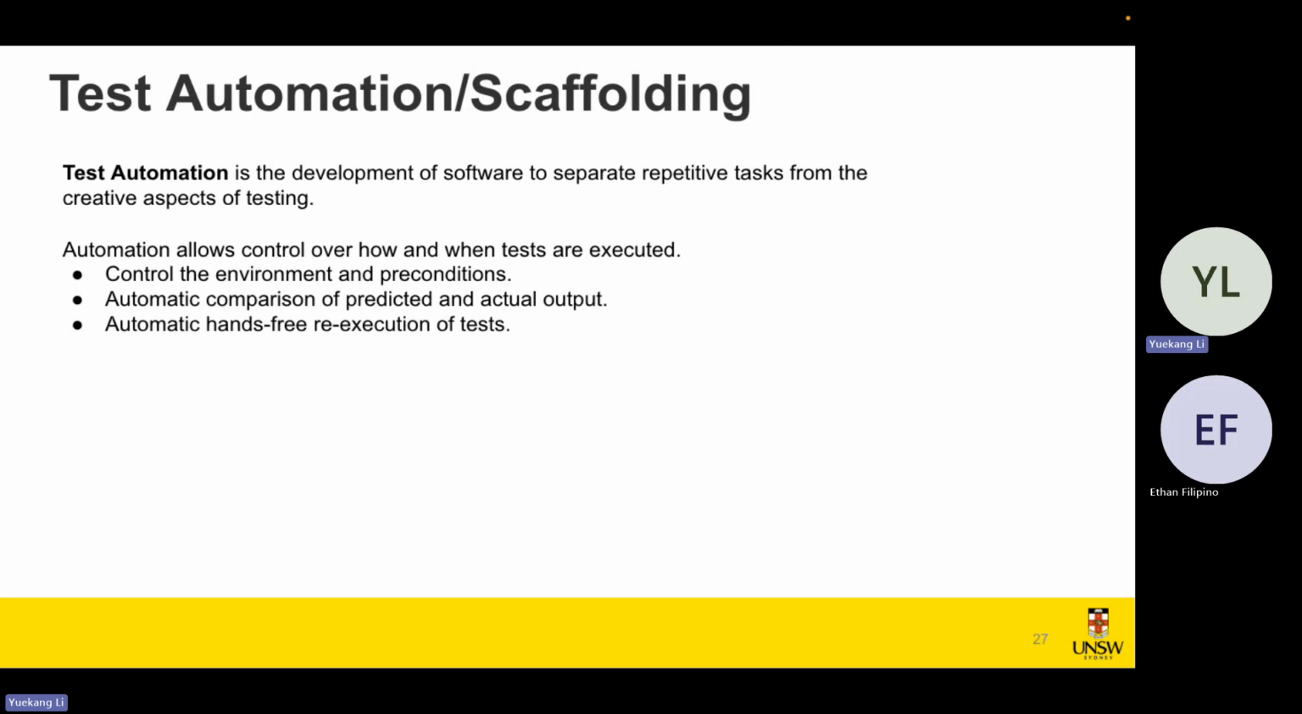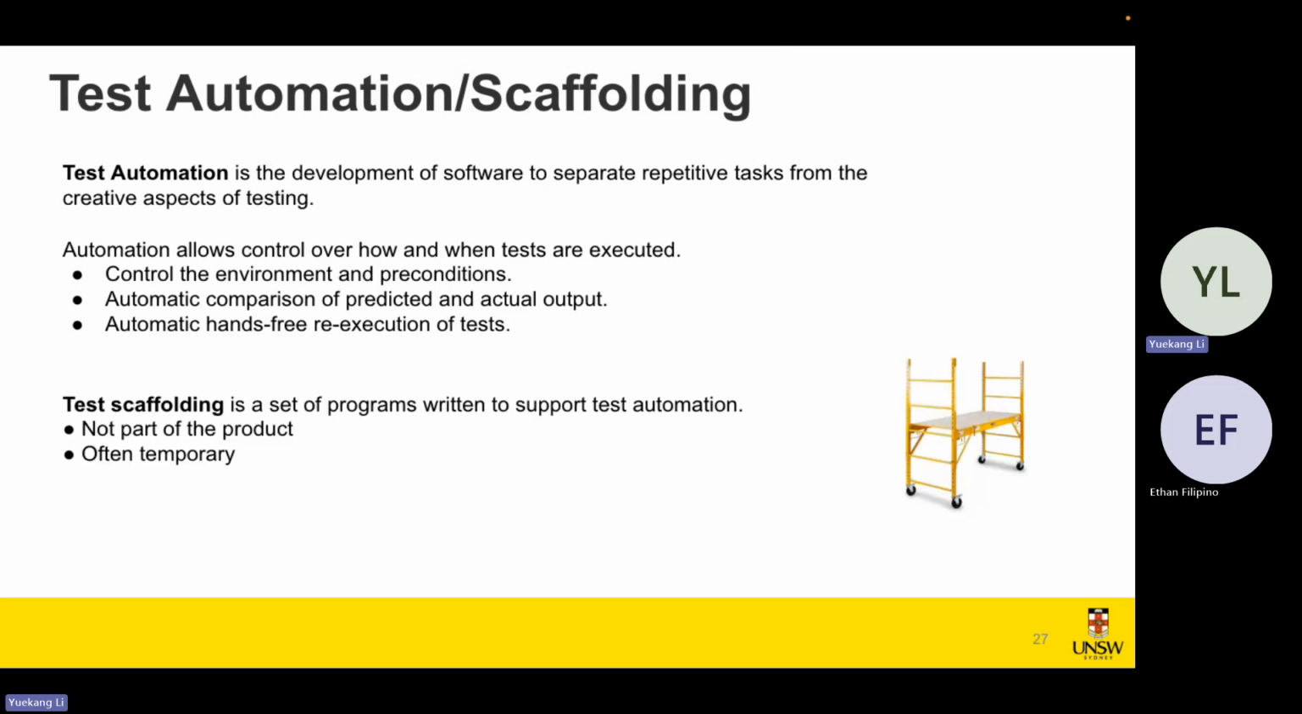And we should automatically compare the results, right? To report bugs, we should be able to automatically report bugs. And we should automatically be able to run the test cases. For example, when we submit a git commit, we should be able to automatically trigger some tests, right? So this is automation.